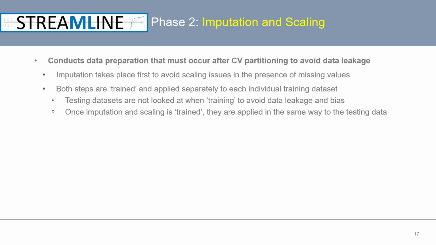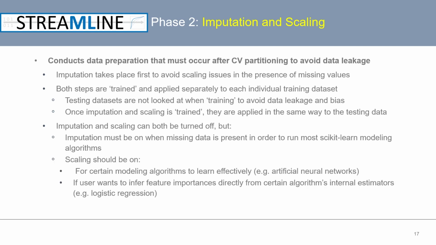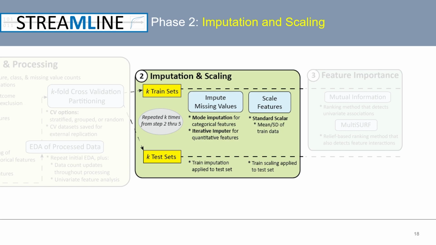Once imputation and scaling have been trained, they are applied in the same way to the testing dataset without learning from the testing dataset. Of note, both imputation and scaling can be turned off as options, but imputation must be on when missing data is present in order to run most scikit-learn modeling algorithms in Phase 5. And scaling should be on for certain modeling algorithms to learn effectively, for example, artificial neural networks. And it should also be on if users want to be able to infer feature importances directly from certain algorithms' internal estimators, which for example would be the case for logistic regression. Here we can see Phase 2 in the schematic.